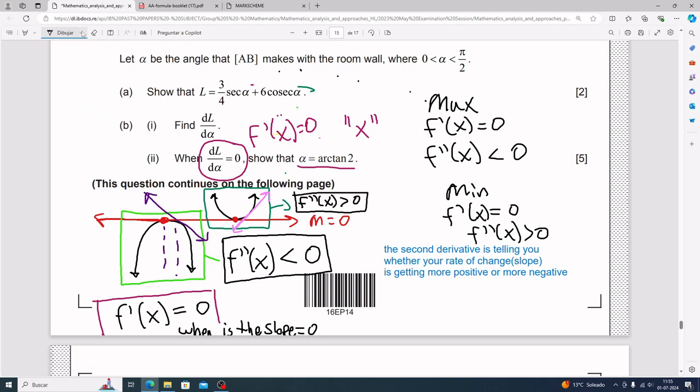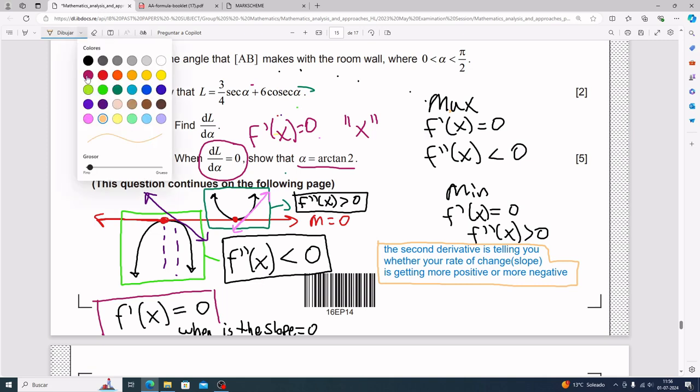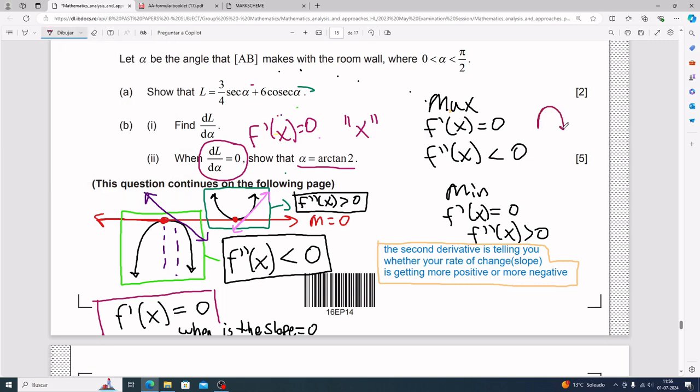Once again, the biggest thing I can teach you is that the second derivative is telling you whether your rate of change, in other words the slope, is getting more positive or more negative. So once you reach the maximum, from here to the right you end up with a bunch of negative slopes, so the second derivative has to be negative. While for the minimum, once you reach the minimum right here, one unit to the right already has a positive slope. So the second derivative has to be positive.